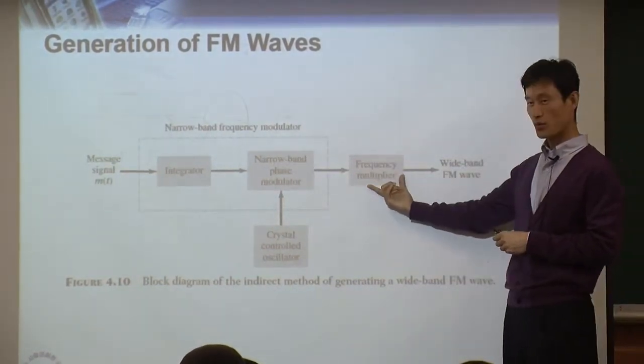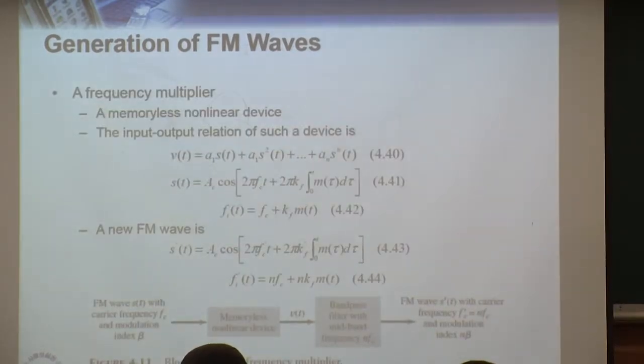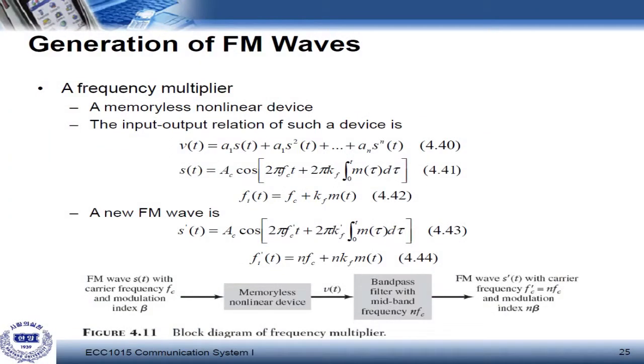So now we learned the narrowband FM signal before, and now we know what this looks like, but we don't know what the frequency multiplier is. So let's look at the frequency multiplier. Simply speaking, the frequency multiplier is a nonlinear device. Okay, a nonlinear device. Why do we need a nonlinear device?